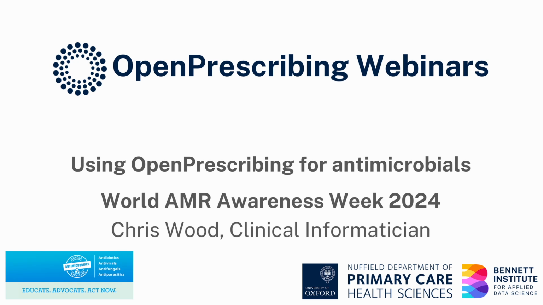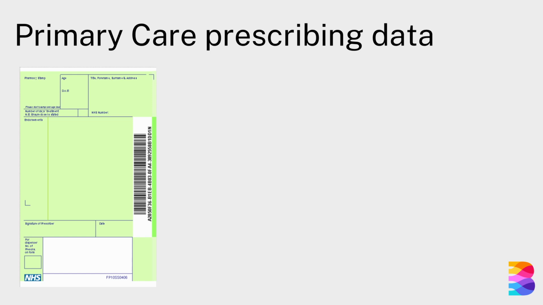Apologies to any of you that have attended our webinars before, but I'm going to start from the beginning very briefly, just to introduce a bit about what OpenPrescribing is and where the data comes from. When we're talking about OpenPrescribing, we're interested in primary care prescribing data, and this is the main aspect of what we look at. Think about things like the green prescriptions. I'm sure you've all seen green FP10 prescriptions before, and these flow through the system.